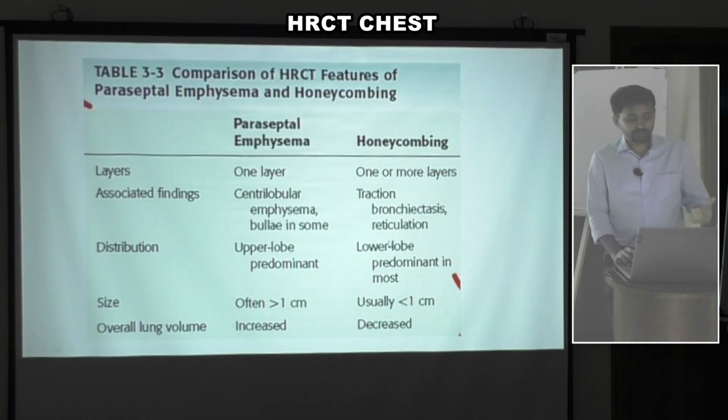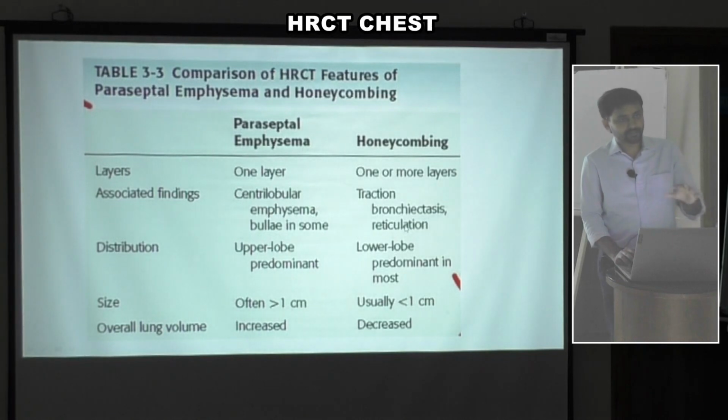Whereas in honeycombing, as I told you, like a cluster of grapes, there will be multiple layers, and it is always an end stage process. That means there is some previous insult, and that leads to further damage. So fibrosis and traction bronchiectasis are always end stage findings, and this is mostly lower lobe predominant, and overall lung volume is decreased. That means the lung will be shrunken.